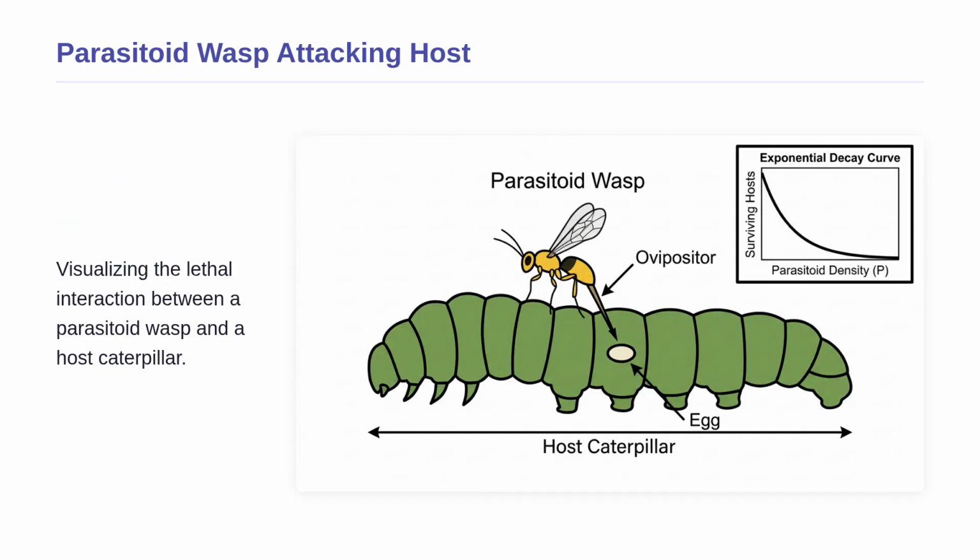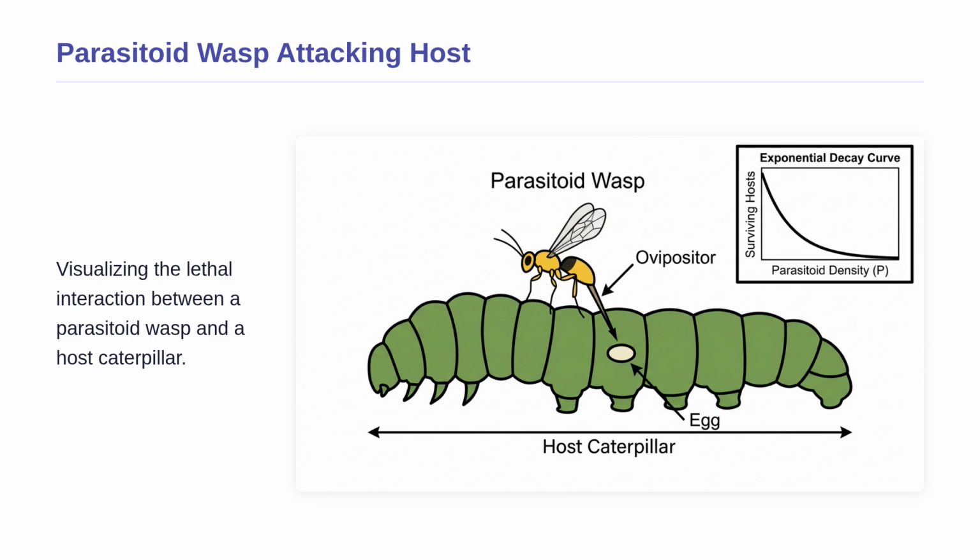Let us visualize this lethal biological interaction. On screen, you see a parasitoid wasp landing on a much larger green host caterpillar. Notice the specialized structure called the ovipositor being inserted into the caterpillar to lay an egg directly inside its body. This is the exact moment the attack rate variable from our formula is realized in nature.